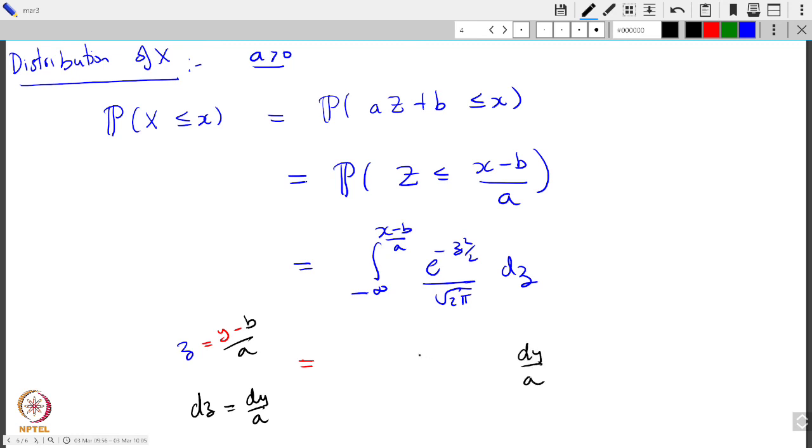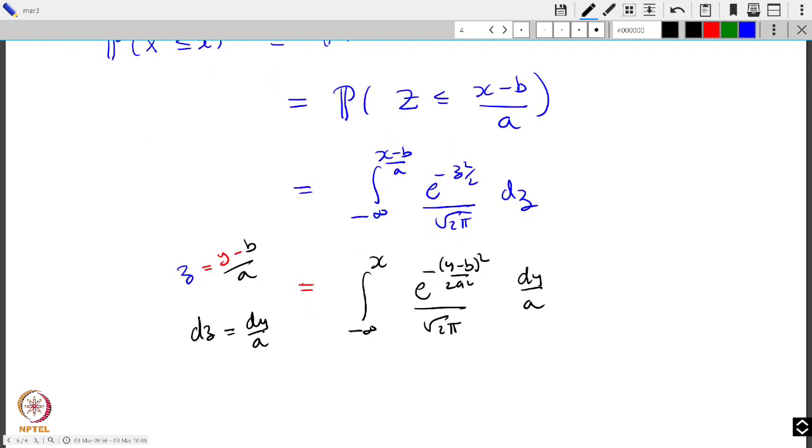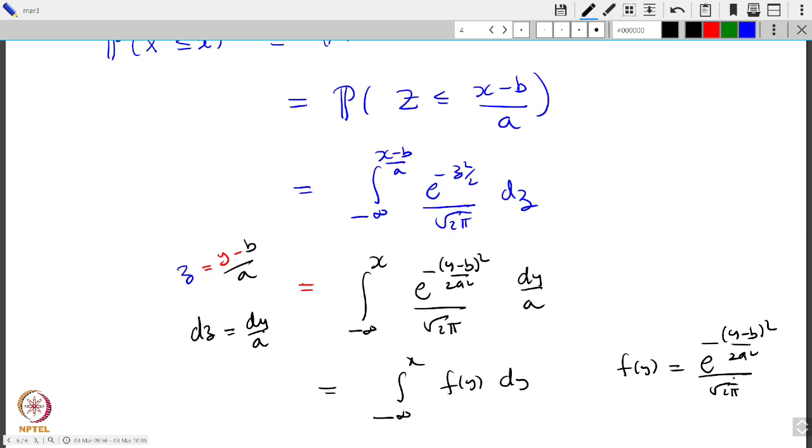Very good. And then here I would get e to the minus of y minus b by a squared times 2, the whole top, divided by root 2 pi. And I would get here minus infinity to just x, because when z is x minus b by a, y has to be just x. Very good. Once you do that, you observe that this is same as, I write minus infinity to x of f of y dy, where f of y is e to the minus of y minus b by 2a squared, the whole squared, by root 2 pi, times a.